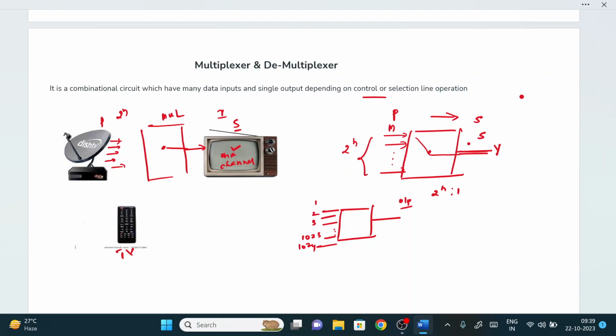Now see that the default behavior of the multiplexer or mux is that the first output will be this one, after some time this one, this one, this one. The moment you reach 1024, right?